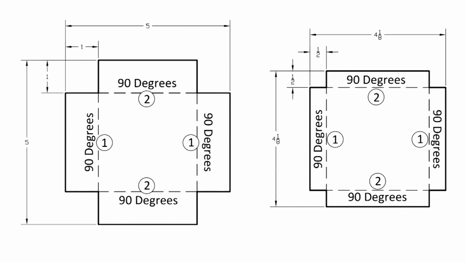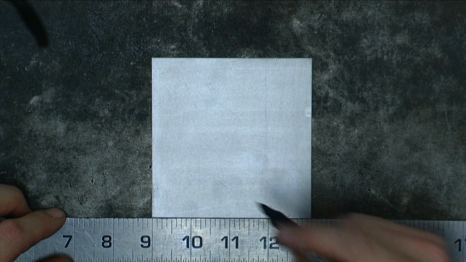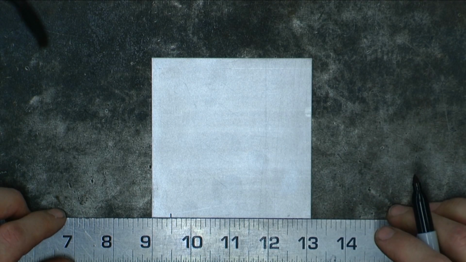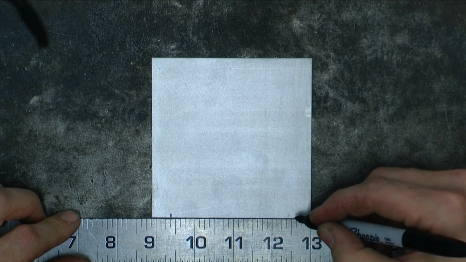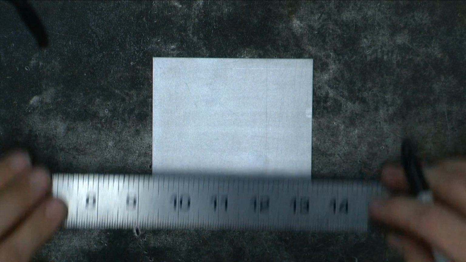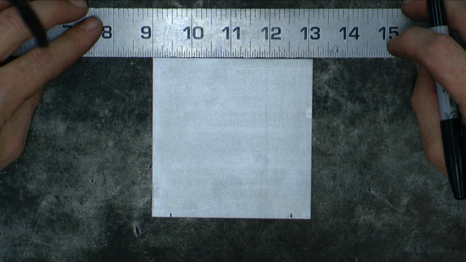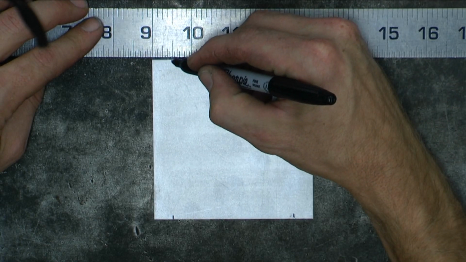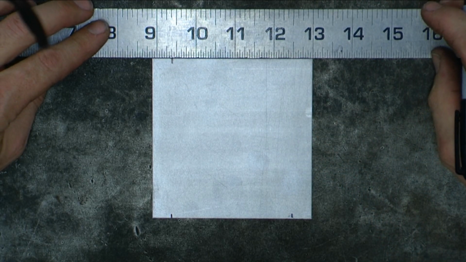Looking back at the original drawing, my second piece measures 4 1/8 by 4 1/8. Each corner measures 1/2 inch by 1/2 inch. So I'm going to follow the same procedures that I did with my first piece. And I'm going to mark 1/2 inch in multiple locations.